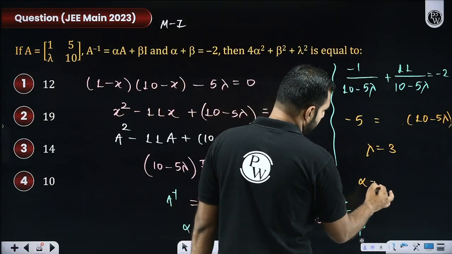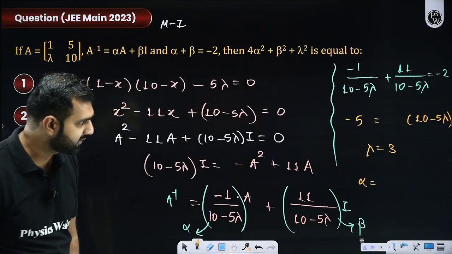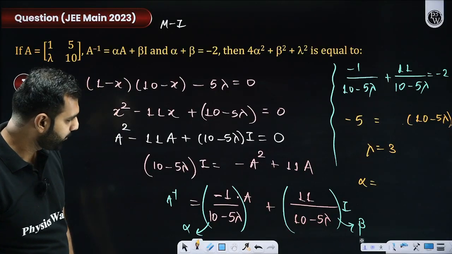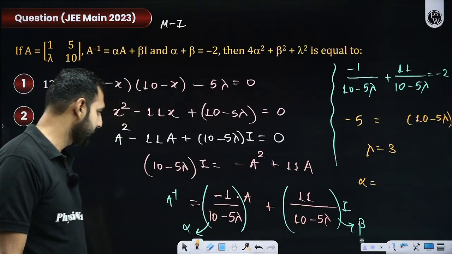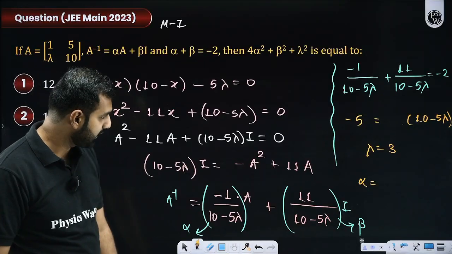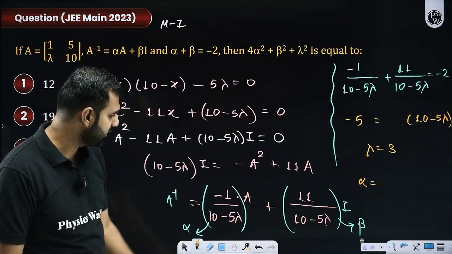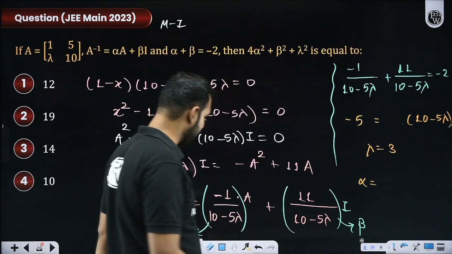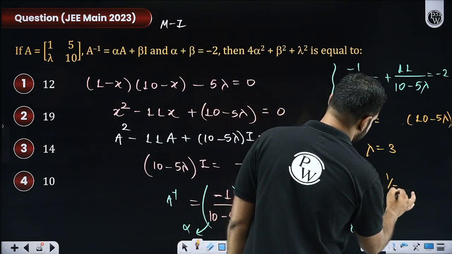So if I've gotten lambda as 3, I think I can crack alpha and beta both. So from here, alpha will be cracked as what, lambda is 3, right? So 5 into 3 is 15. Yes or no? So 10 minus 15 is what? I hope we are going right. Lambda is 3, so 5 into 3 is 15. 10 minus 15 is minus 5. Minus 1 by minus 5 is 1 by 5. So alpha we receive as 1 by 5.